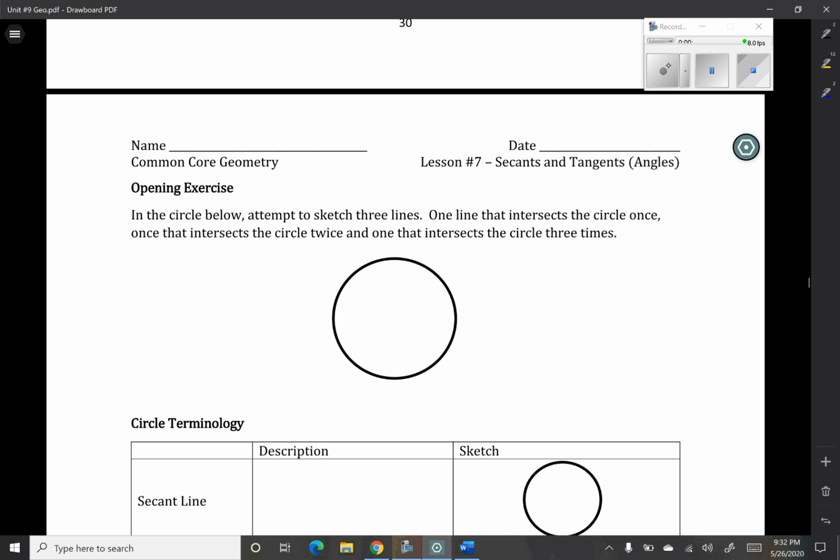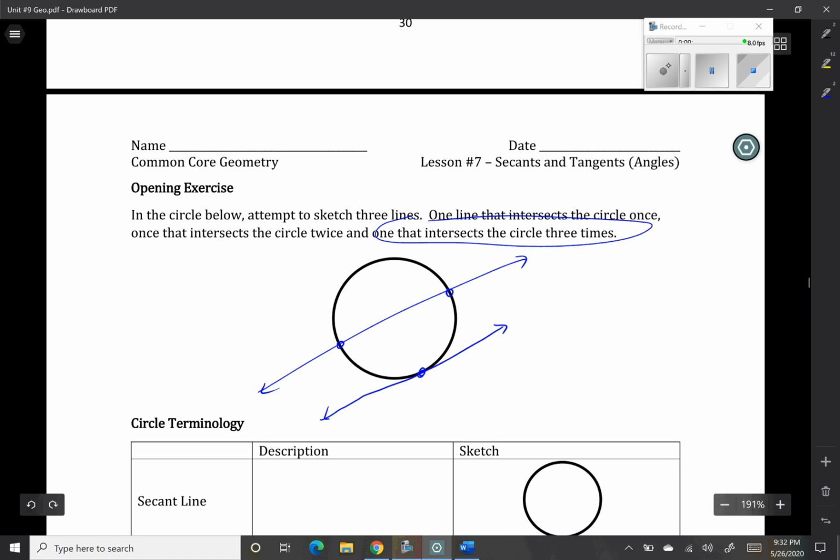So here's a line that intersects the circle 1 time. Remember, lines go on forever, so you can't just draw one that starts in the circle and goes out. That would actually touch twice. I draw a line that touches twice. However, this last one is impossible.